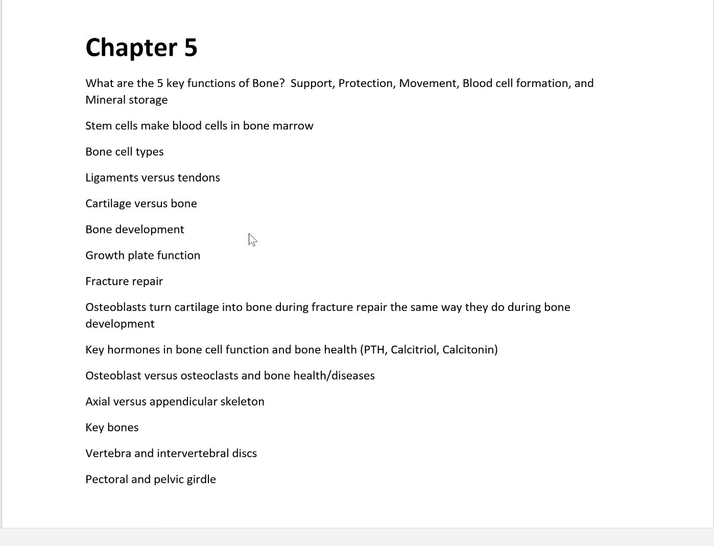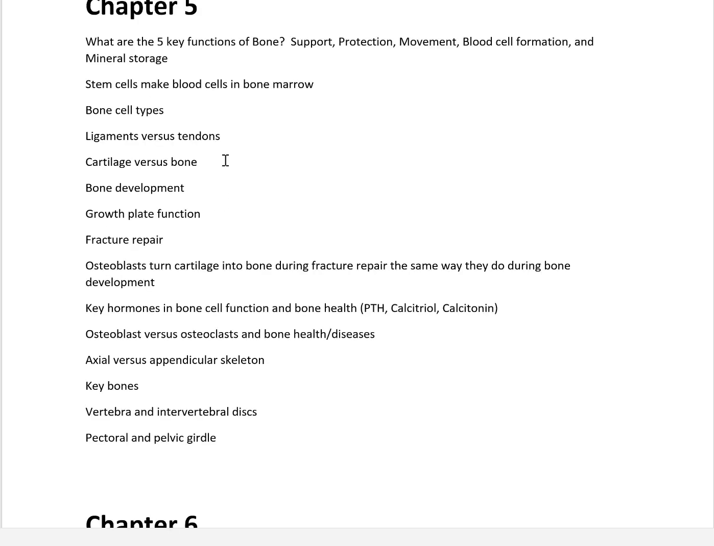So they're both examples of dense regular connective tissue, but real quickly, ligaments connect a bone to a bone, tendons connect muscle to a bone. So cartilage versus bone, also very similar. Cartilage becomes bone, so actually your bones used to be cartilage. Here's the main difference. Cartilage is avascular, bone is vascular.